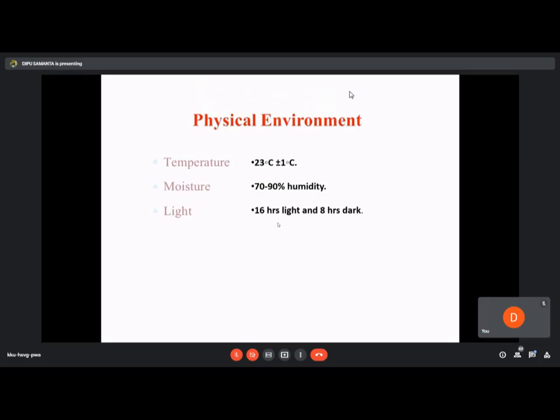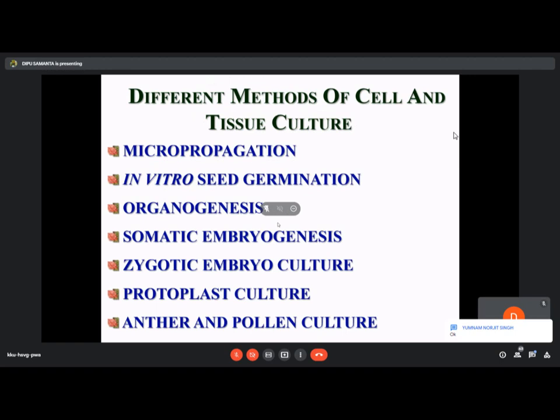Now, coming to the different methods of cell and tissue culture. There are several methods. I will just cover some of them in brief. One is micropropagation, in vitro seed germination, organogenesis, somatic embryogenesis, zygotic embryo culture, protoplast culture, anther and pollen culture. Now coming to one after another in detail.